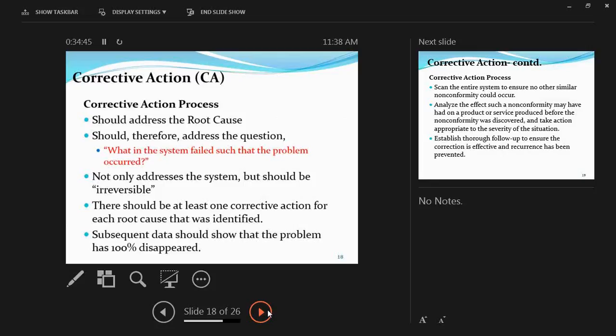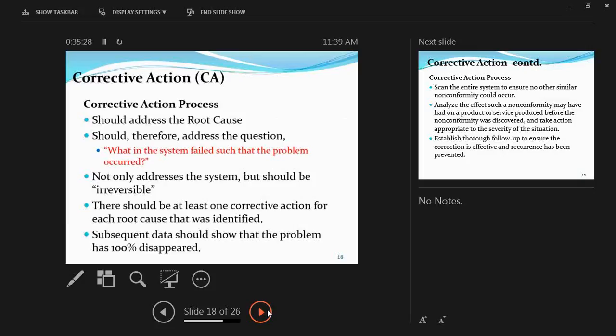The nonconformities may be related to processes, materials, suppliers, product, service, etc. An effective corrective action for the identified nonconformity cannot be taken without analyzing the root cause of the nonconformity. I'm going to explain at least two of the most commonly used techniques in root cause analysis later. Corrective action should always address this question: what in the system failed such that the problem occurred.